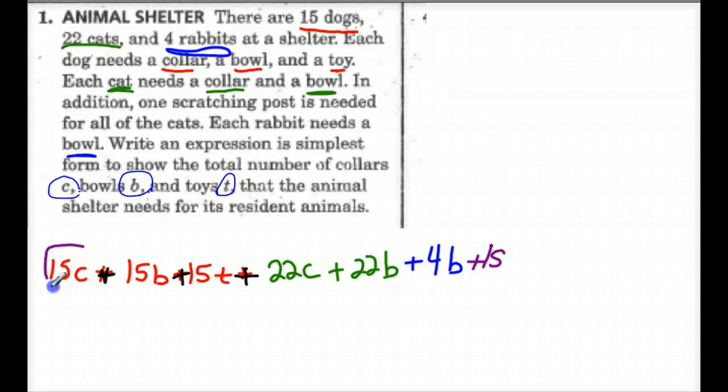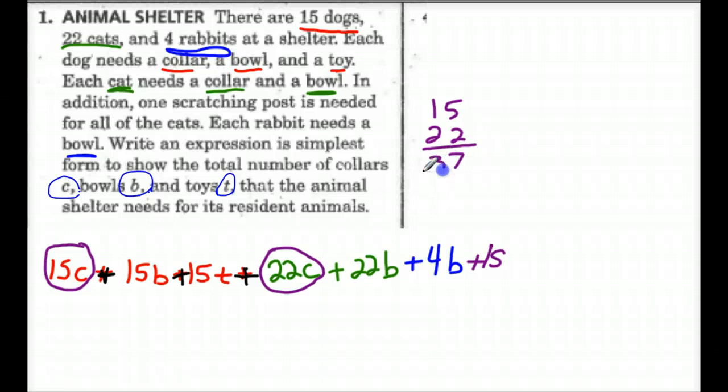Let's circle all of our C's. So we have 15 C's plus 22 C's. There's no more C's. So what is 15 and 22? We'll do our math over here. We got 37 C's, 37 collars.